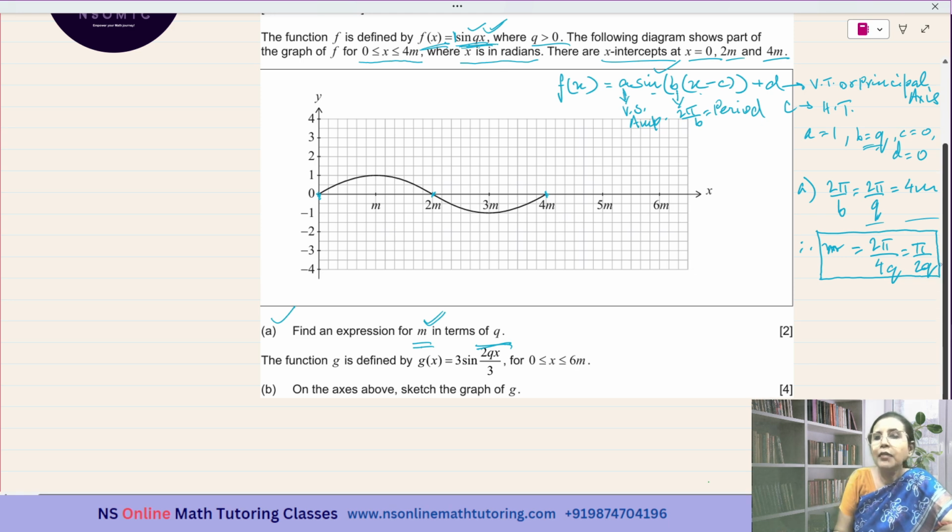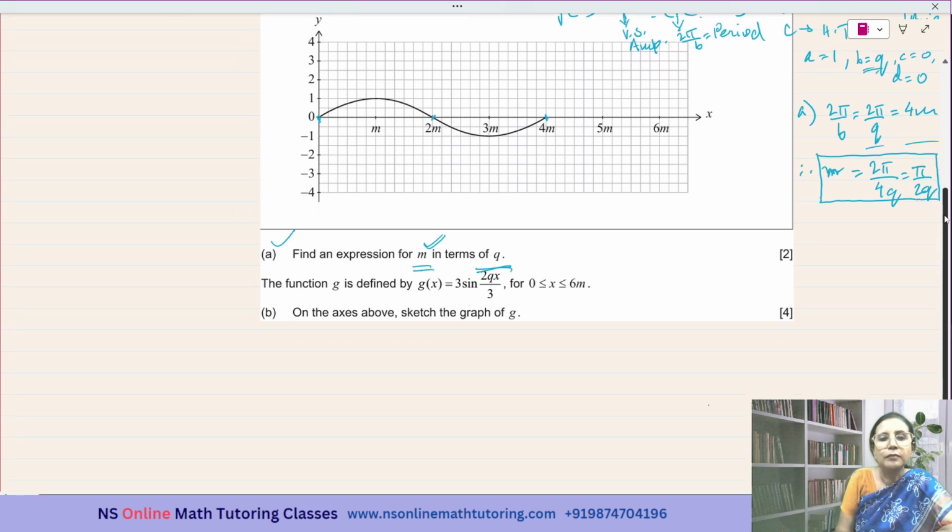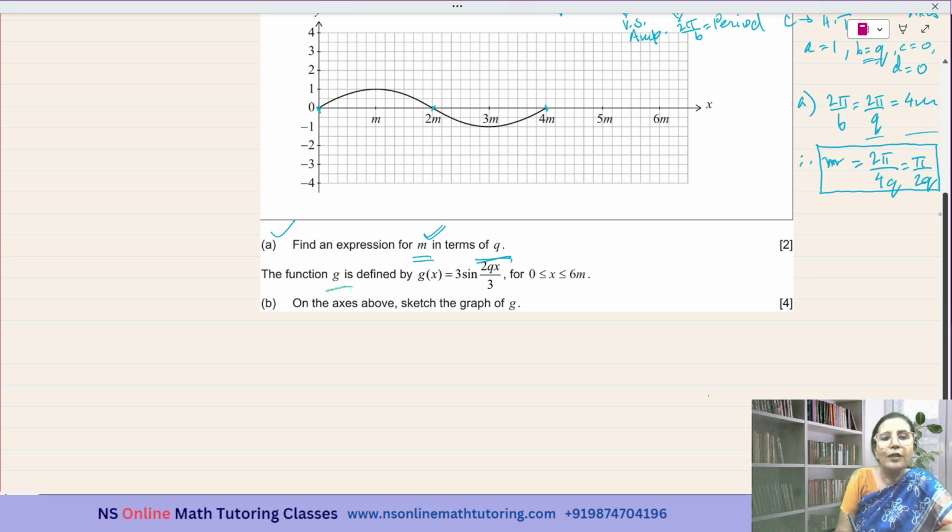Coming to the subpart B's question. The function g is defined by g of x equal to 3 times sine of 2qx over 3 for x greater than or equal to 0 but less than or equal to 6m. Subpart B's question is: on the axis above, sketch the graph of g.